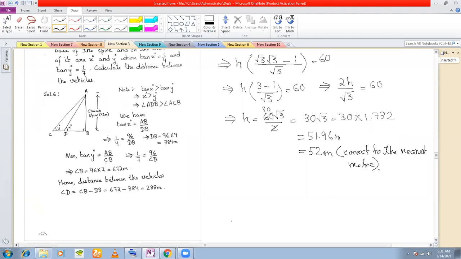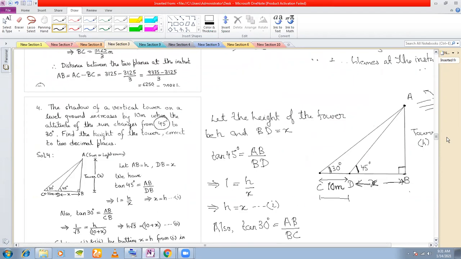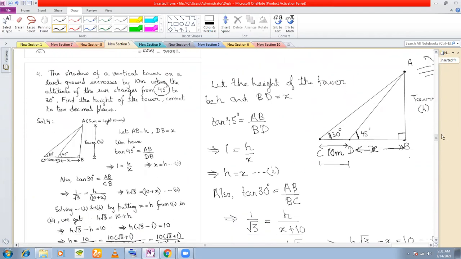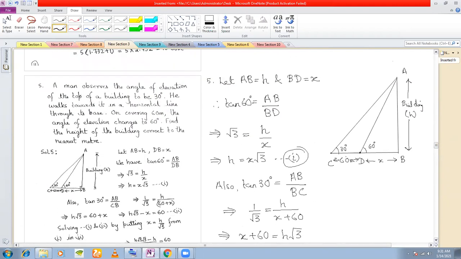So that is how you solve this. Now, both these problems, 4 and 5, were almost of the same type, except that we had a shadow in problem number 4, and the shadow was changing the angles. In number 5, we had an observer here at C, and then he moved to D. So the angle of elevation changed.